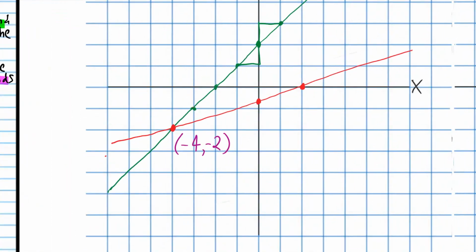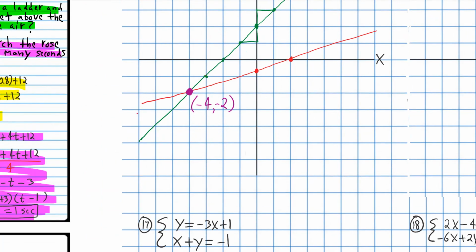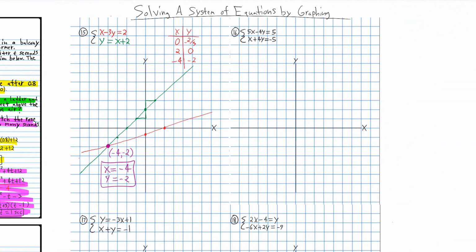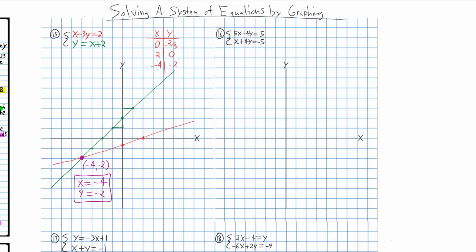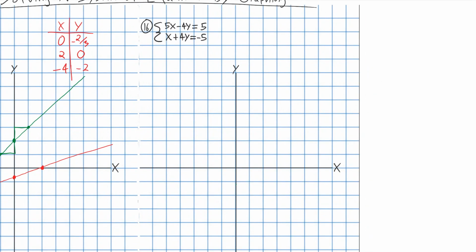So again, the point of intersection, this point here, that's the solution. I'll make that a nice big purple dot there. What that means is that x is equal to negative 4 and y is equal to negative 2 if you solve that system of equations. All right, so let's do one more of these together before you try one on your own.